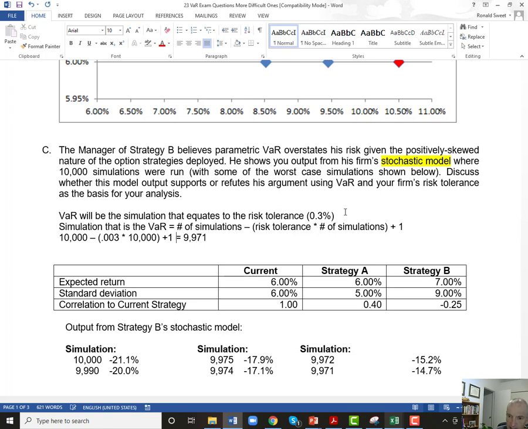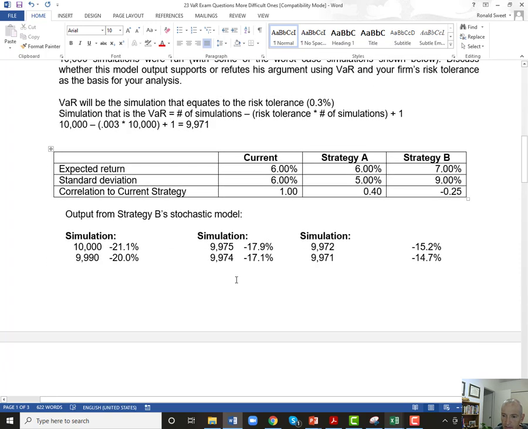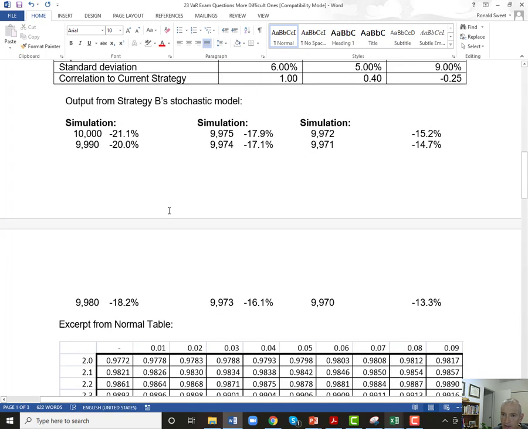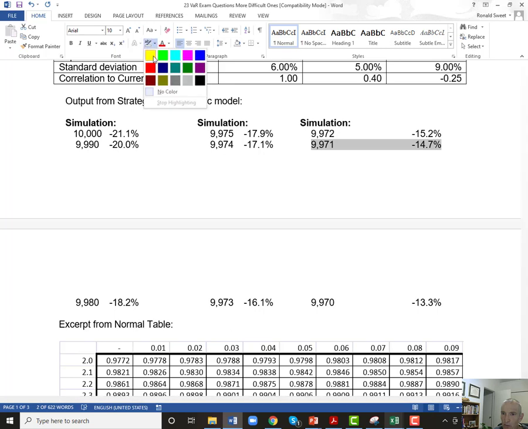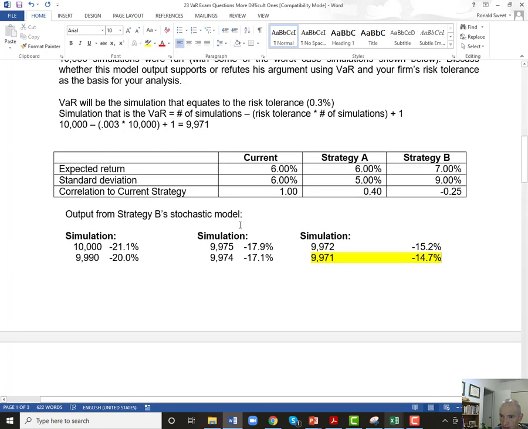Why not 9,970? Well, the simulation we're interested in is the 30th worst one, right? Because 0.3%, that's 30. It's the 30th worst one. Well, 9,970 is actually the 31st worst one. So we want 9,971. And so that's going to be simulation number 9971.